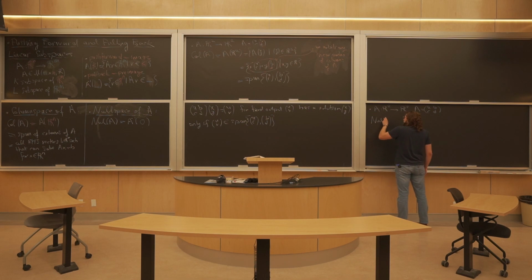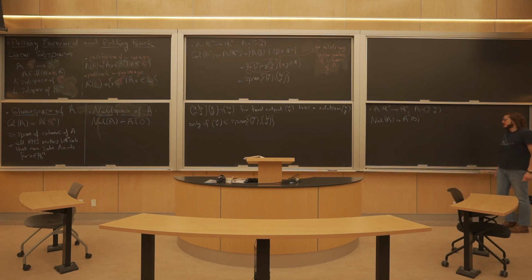So its null space is by definition the preimage of the trivial vector or the trivial subspace. Writing out that definition, this is nothing but this. This is xy, so it's in the input, such that A xy equals 0, 0.